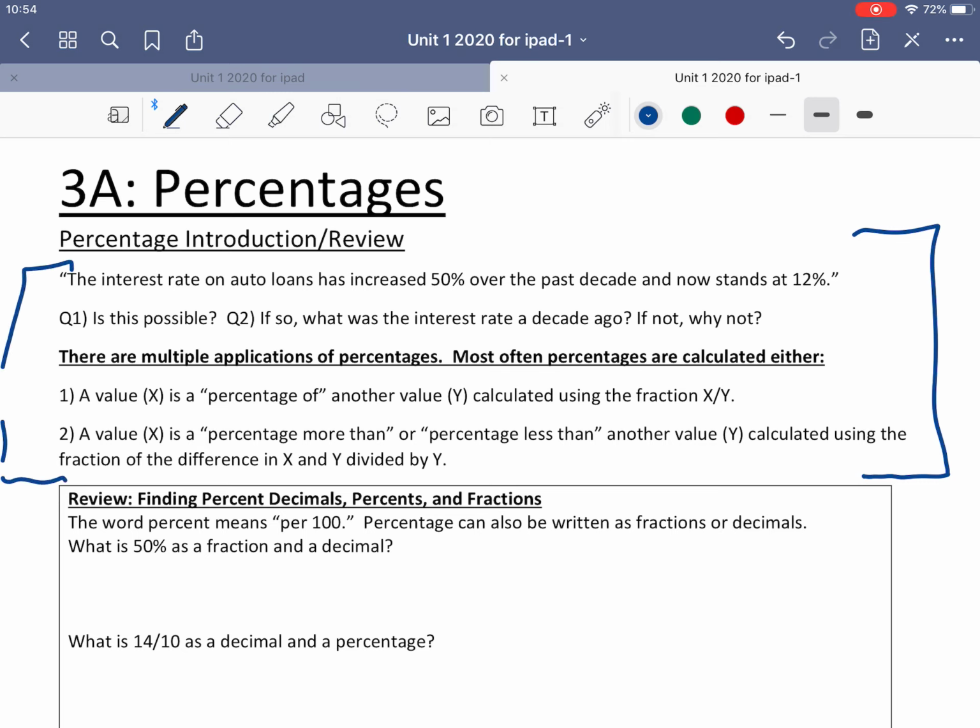The interest rate on an auto loan has increased 50% over the past decade and now stands at 12%. Not the number you were expecting, huh? Is it possible? Well, I'm going to go ahead and save you that question. Yeah. But then what was the interest rate a decade ago? I want to see if you can think through that. The answer is 8%. It was 8% a decade ago.